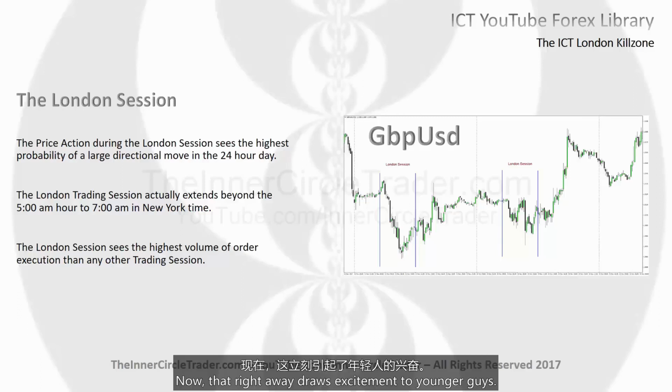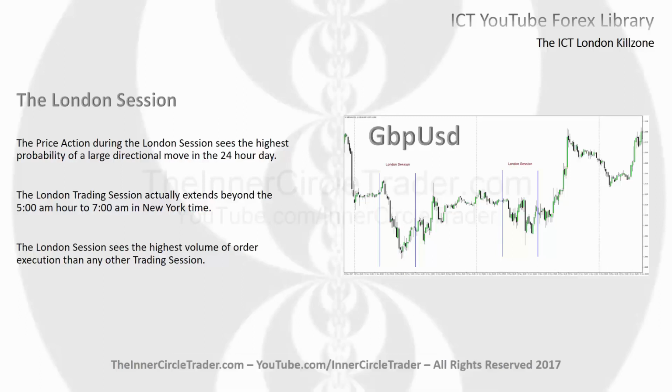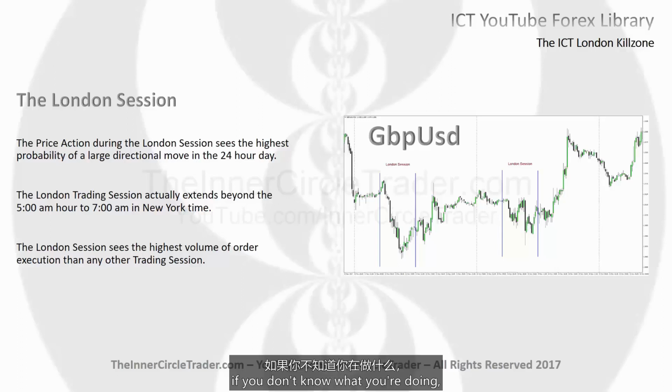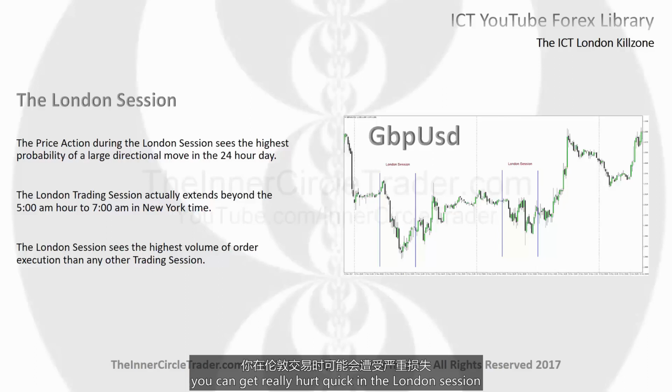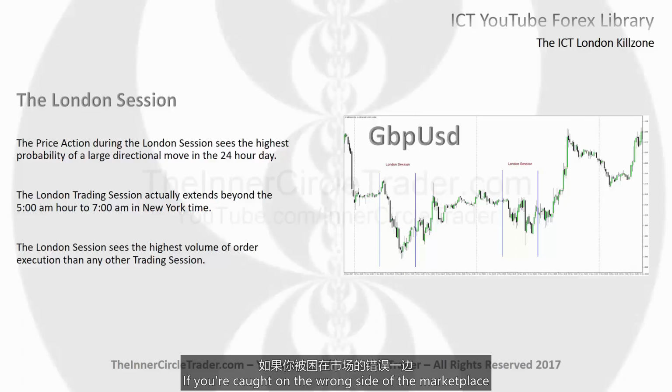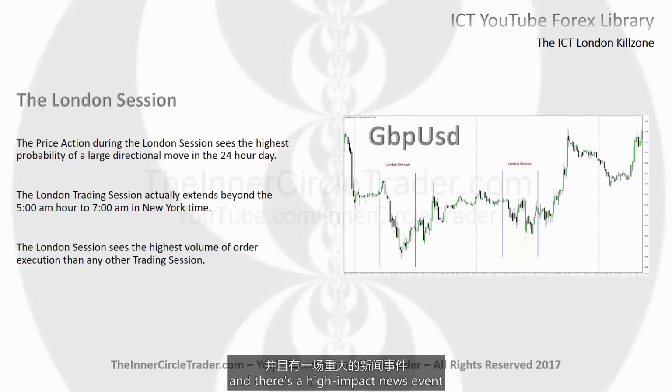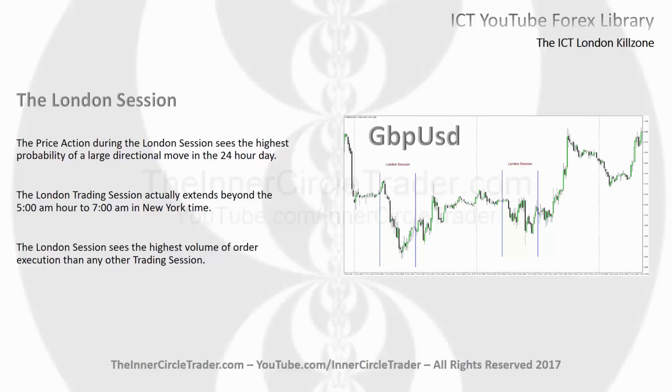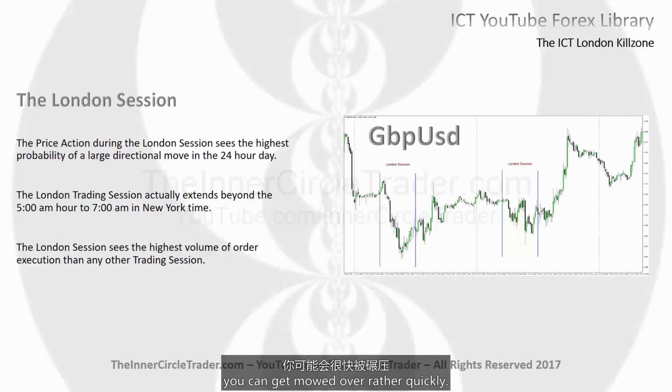Now, that right away draws excitement to younger guys, and if you don't know what you're doing, you can get really hurt quick in the London session, because it can be extremely volatile, and it can be like a lightning bolt. Okay, if you're caught on the wrong side of the marketplace and there's a high impact news event that's out during that time frame, you can get mowed over rather quickly.